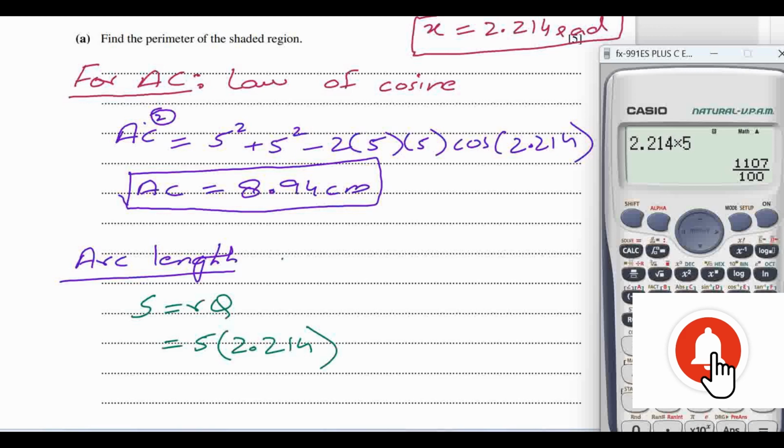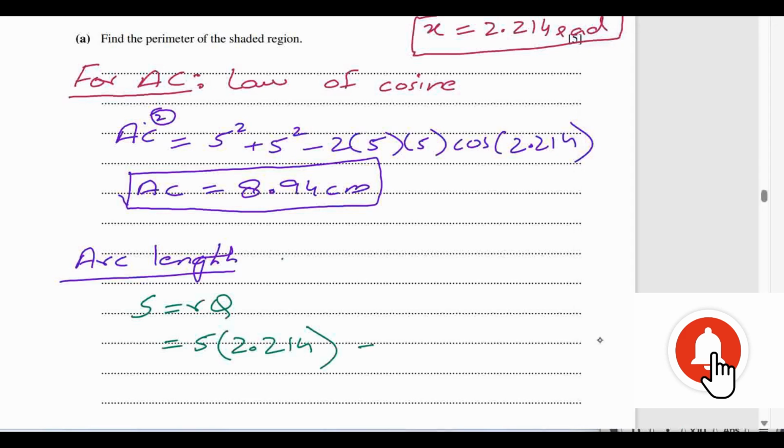So this will be equals to 11.07. 11.07. So perimeter of the shaded region, perimeter will be equals to 8.94 plus 11.07.